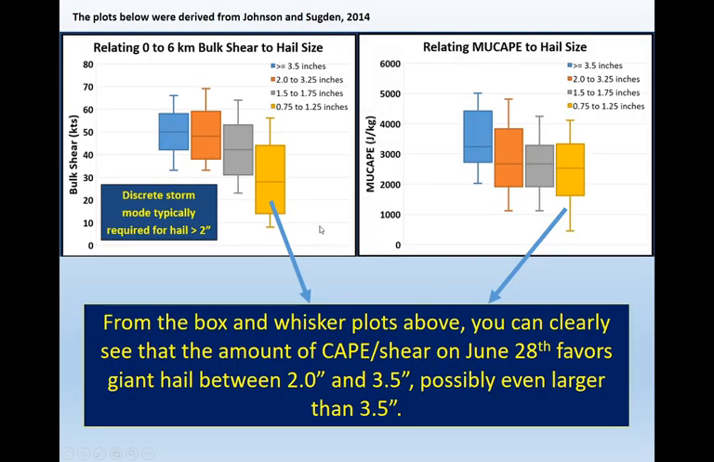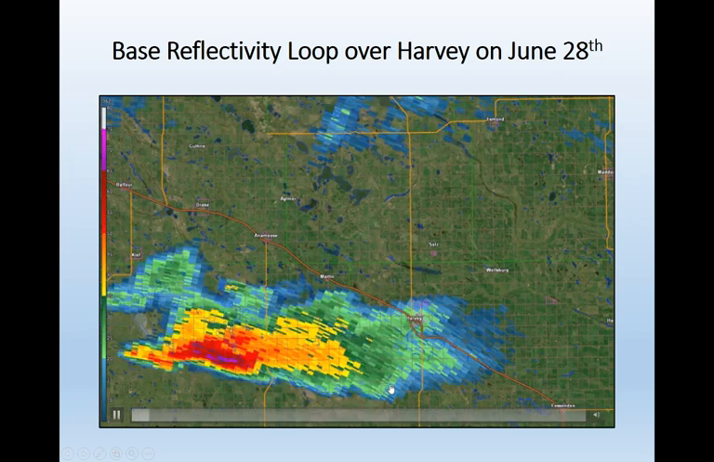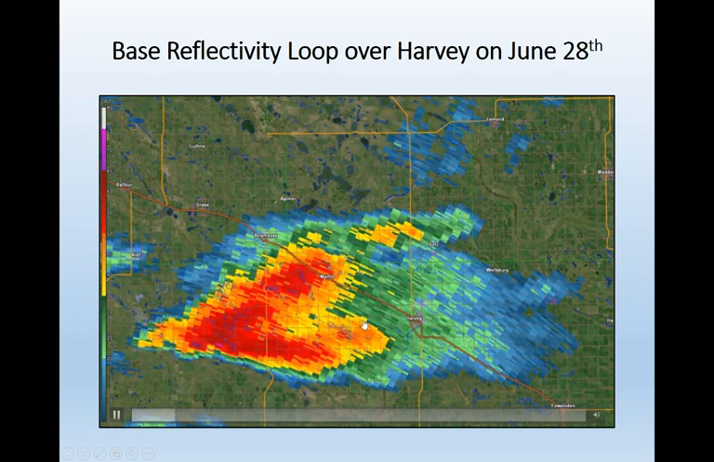So back to our plots, you'll notice on this day, for CAPE values as high as they were and shear values as high as they were, we're favoring giant hail that's at least 2 inches in diameter, but possibly up to about 3.5 inches. And based off the work shown in their study, environments like this can produce hailstones even larger than 3.5 inches at times, assuming you have the right storm mode, a nice discrete cell, everything comes together just right, which in this case it did.